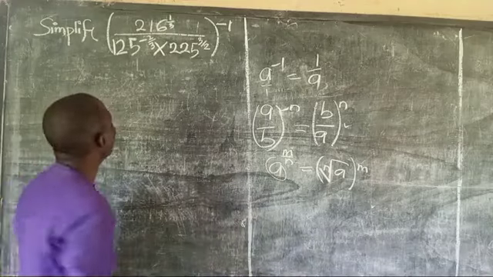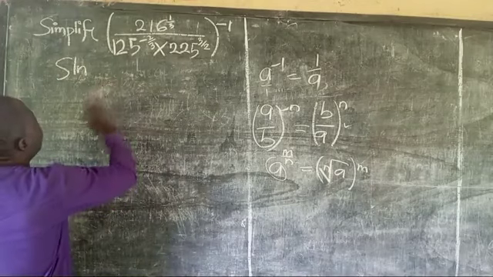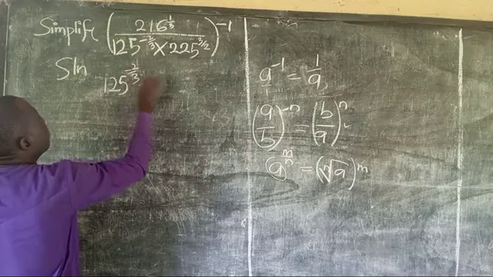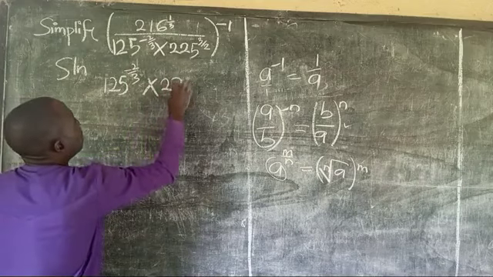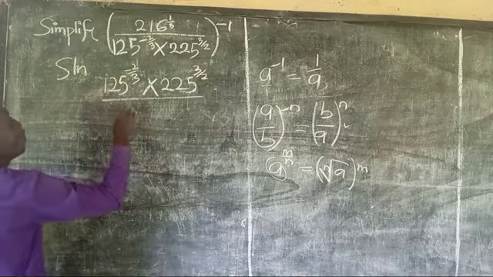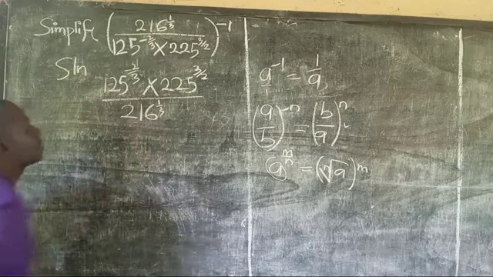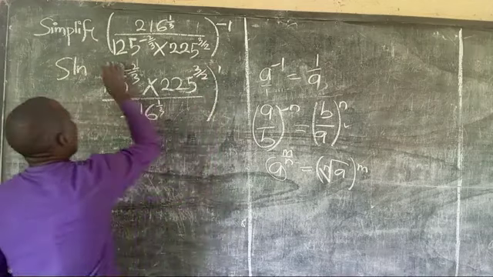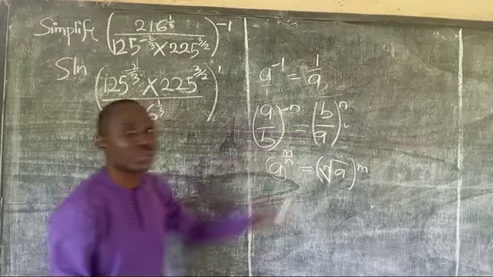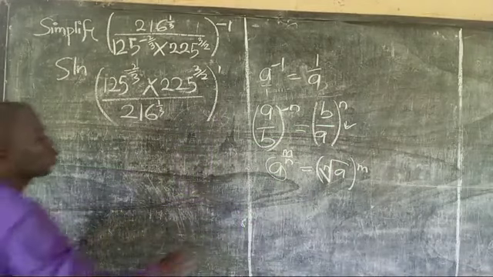So we start by saying solution. We want to say 125 raised to power minus 2 over 3, multiplied by 225 raised to power 3 over 2, all over 216 raised to power 1 over 3. See? At this time, you can say raised to power 1, because we have removed the negative sign. We have employed this, and the negative sign is off. And so we want to come and use this now.